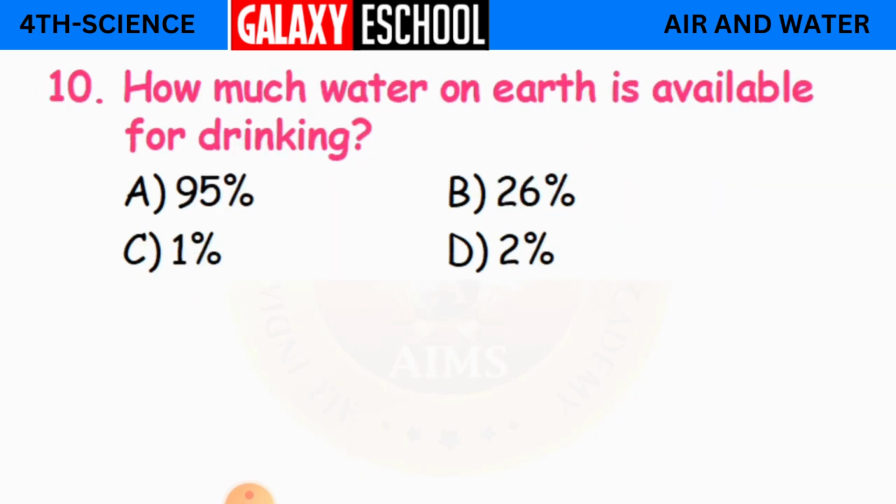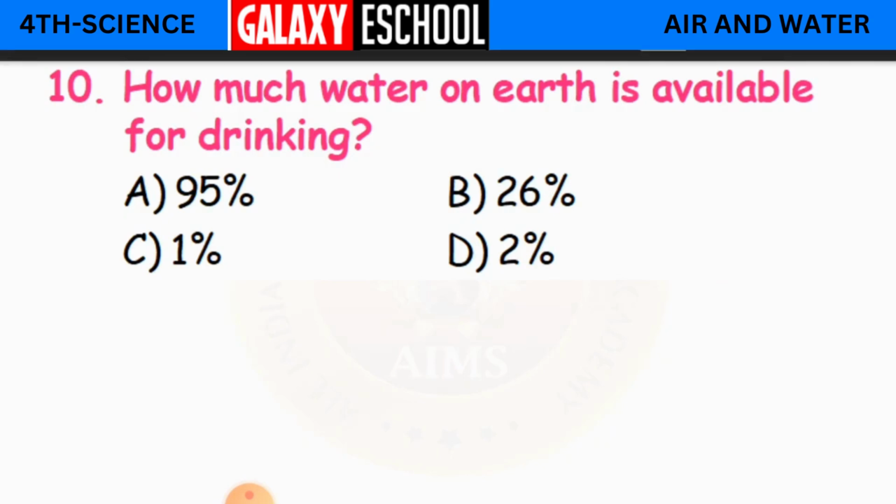Clear? Now the 10th question. How much water on earth is available for drinking? You will be surprised to know the answer here, because only 1% of the water on earth is available for drinking. We have water, but drinking water is very less. Okay, clear children?